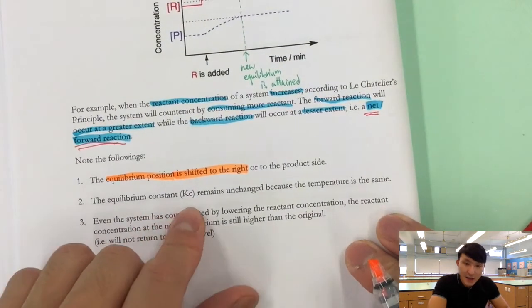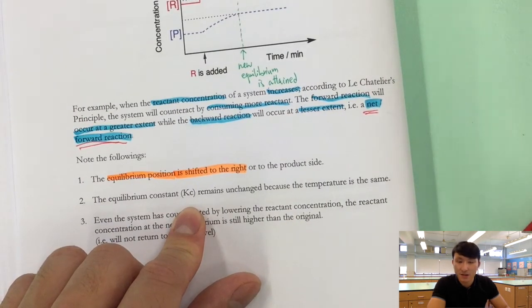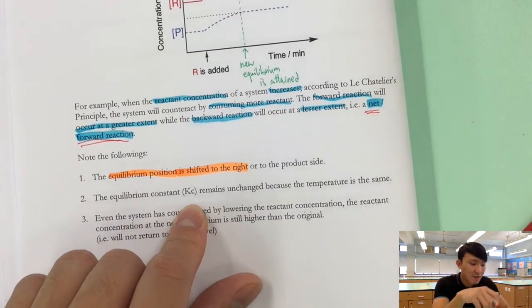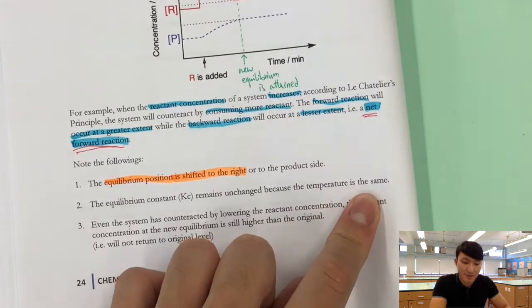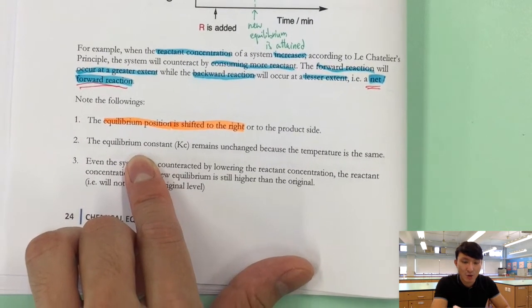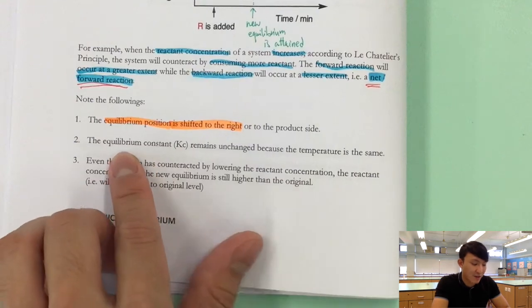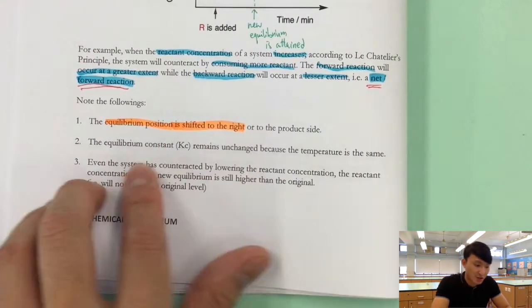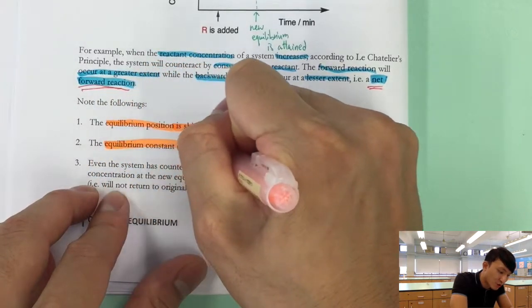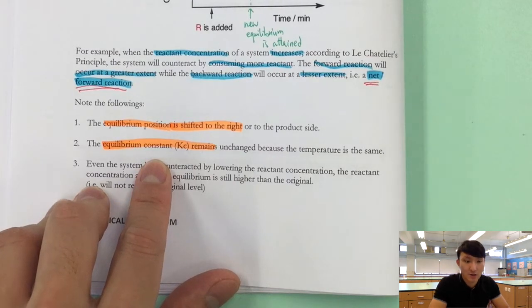Now, the second one here, Kc. You remember Kc is the constant, basically the product concentration divided by the reactant concentration. Kc remains unchanged since the temperature is the same. Now remember, Kc is temperature dependent, meaning that it will not change except when temperature changes. So the equilibrium constant remains unchanged. This is very important. Sometimes the question may ask you, how does this change affect the equilibrium constant? And the answer is no change, because the temperature remains constant.